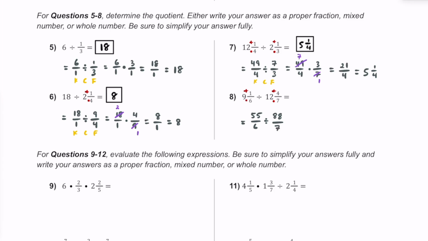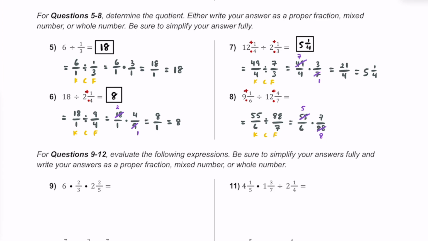All right, now that we have a numerator and denominator, let's go ahead and rewrite this as a multiplication problem. Let's keep, change, and flip. And so if we do that, we're looking at 55 over 6, and we're going to multiply by the reciprocal of the second fraction, so 7 over 88. Let's see, can we do some cross canceling? I think for 55 and 88, we can divide them both by 11. So we're going to get 5 here and 8.